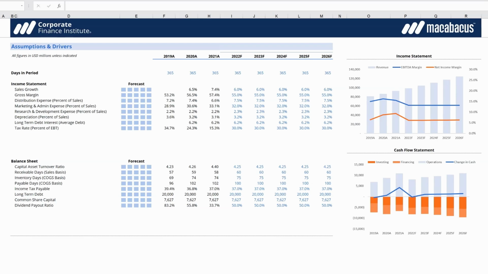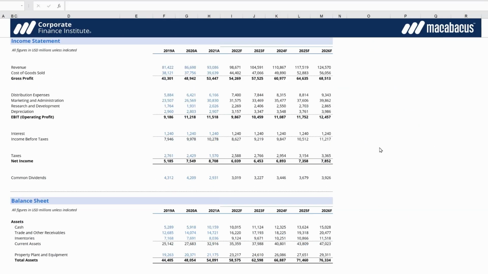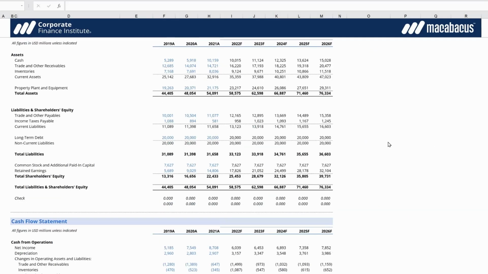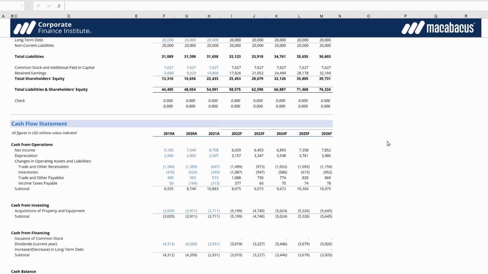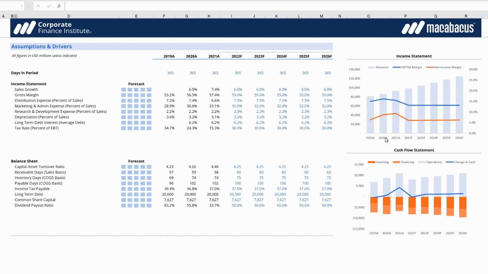For this course, I'm going to demonstrate using the Assumptions and Drivers section of a model. As we make changes, they'll flow through this three-statement projection model that we've built, but you'll see in real time here on these charts on the right how revenue, margins, and the company's cash flow are affected.